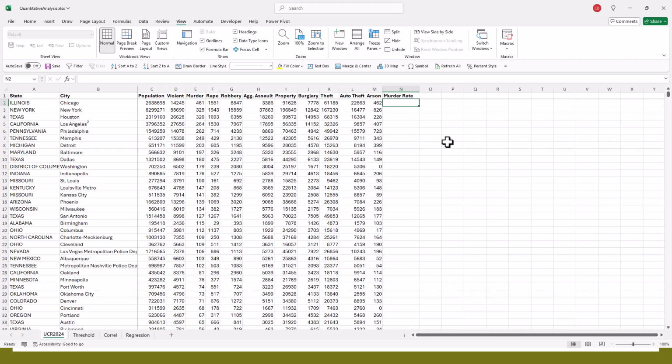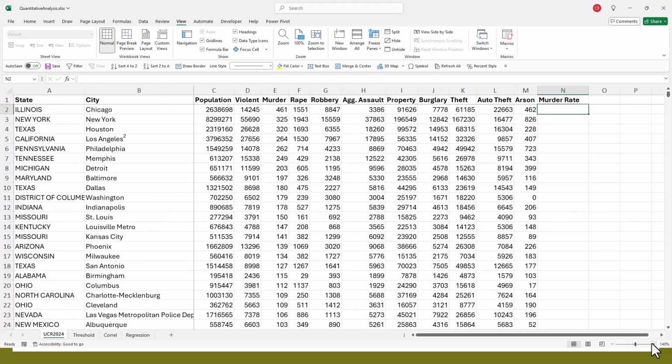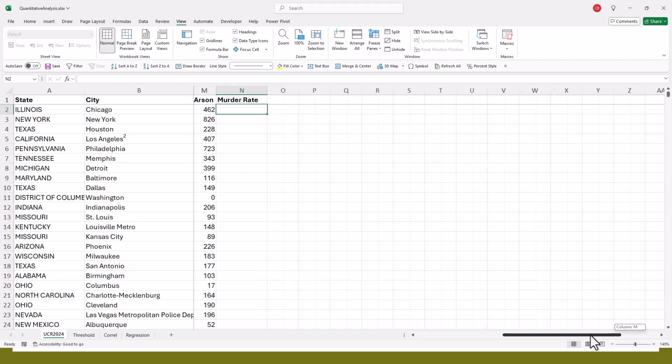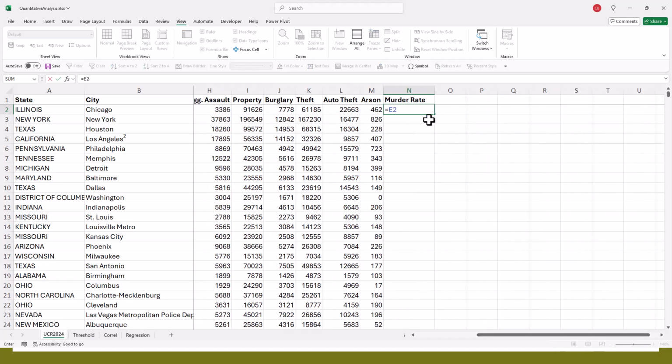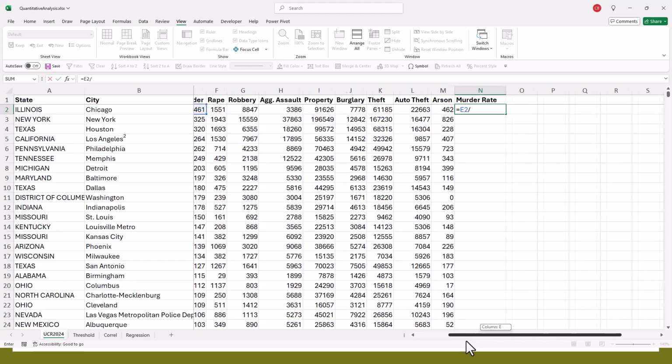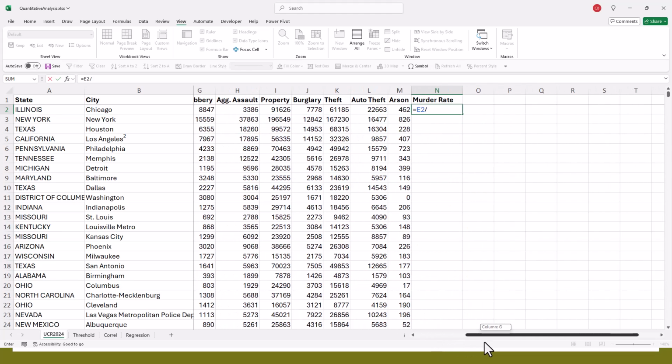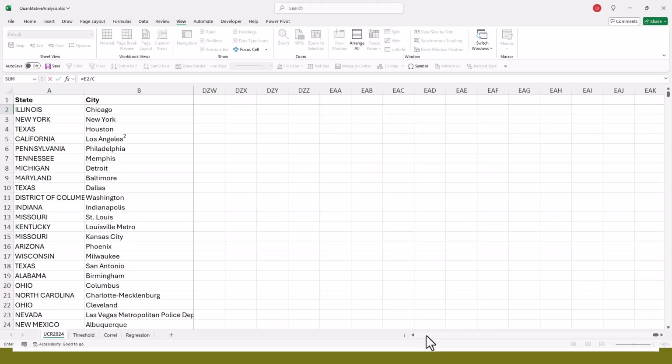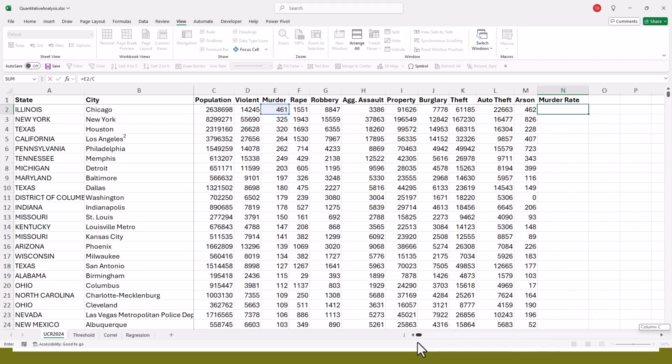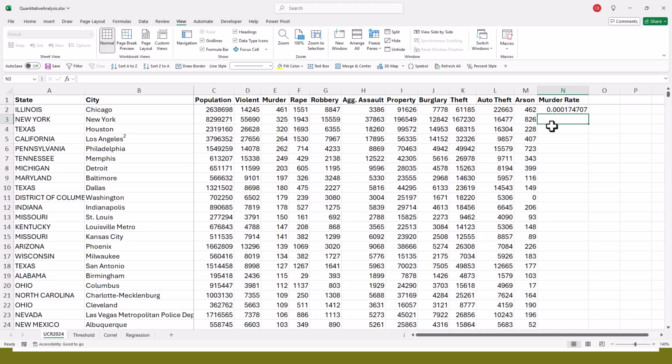And it's a very simple calculation. We take the murder total, E2, and divide by, let me zoom in a bit here. We take E2 and divide by the population, which is C2. And we get a very, very small decimal number. That is the number of murders per person in Chicago in 2024.